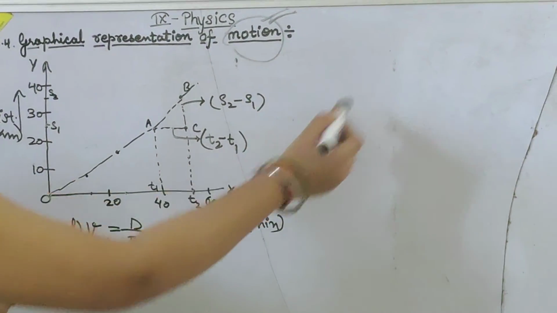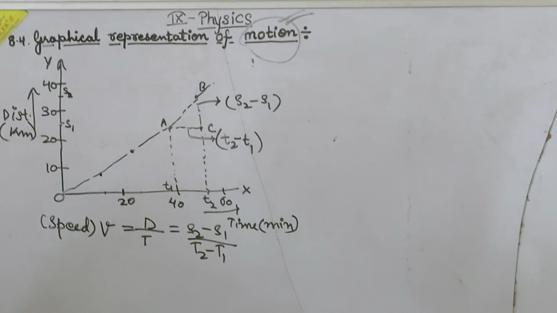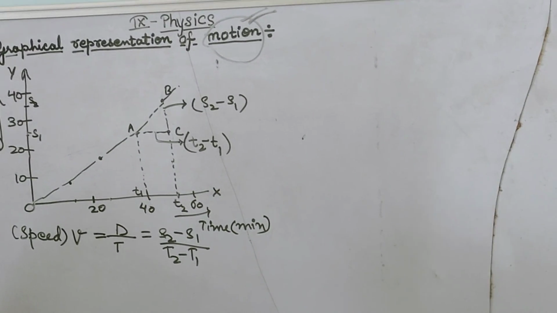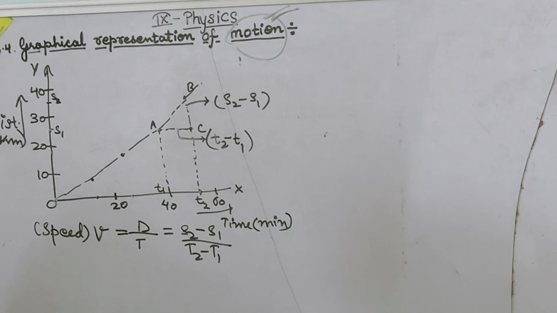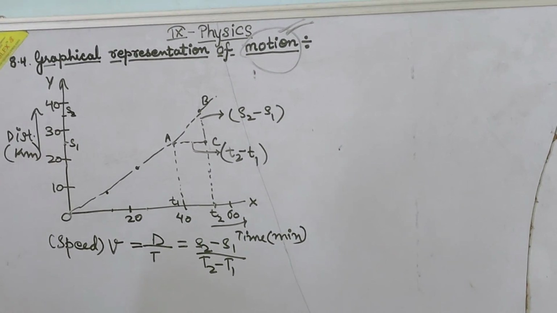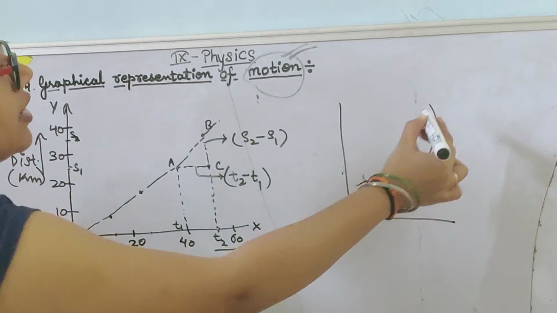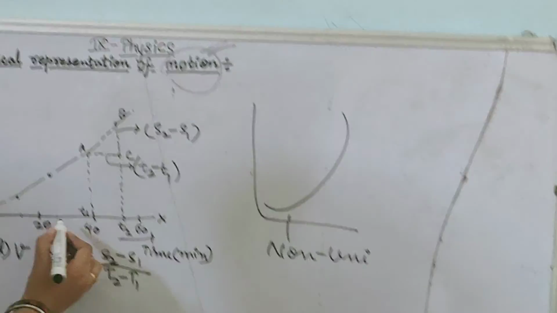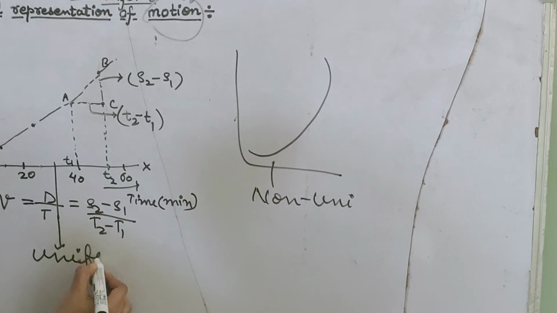A curve is drawn like this in that graph, a bending curve. The nature of this graph shows non-linear variation of the distance traveled by the car with time. Thus, the graph shown in figure 8.4 represents motion with non-uniform speed. Motion with non-uniform speed is represented in this other graph, and the graph moves like this. So this is non-uniform motion, and this other graph is representing the uniform motion. So it's clear? Yes, ma'am.